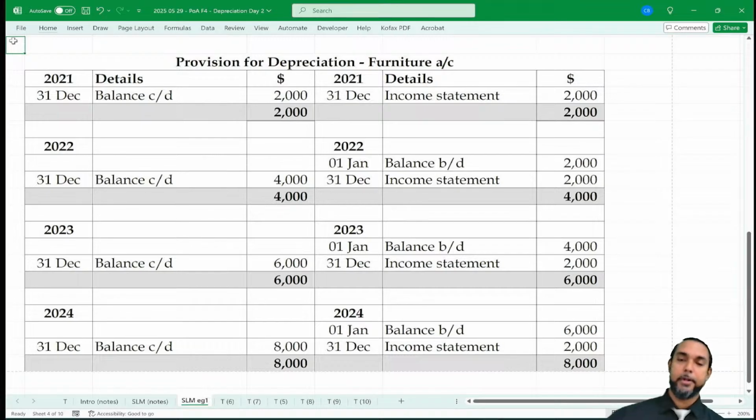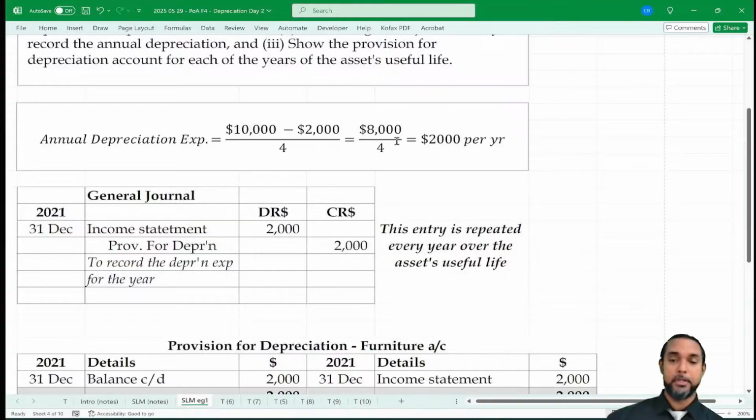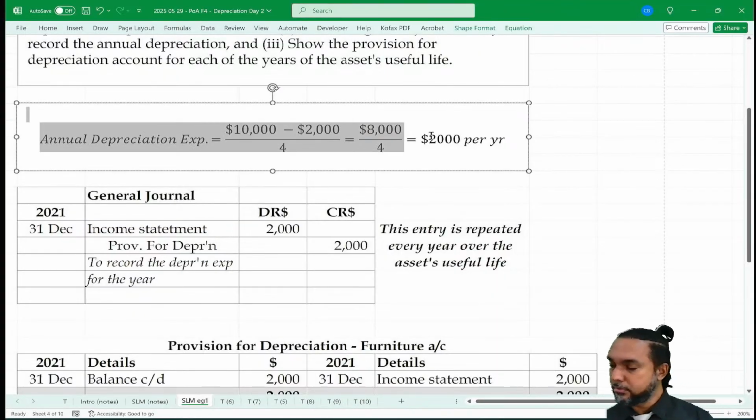Alright, so all you're doing here is accruing the depreciation on the asset over its useful life every year. And because it's a straight line method, it accrues evenly, or we incur the same amount every year. So it builds up at the same rate, 2,000 a year. After 4 years, you therefore have a total of 8,000, which of course, as we said, matches what we call the depreciable amount.